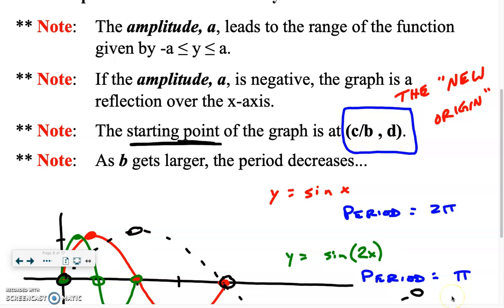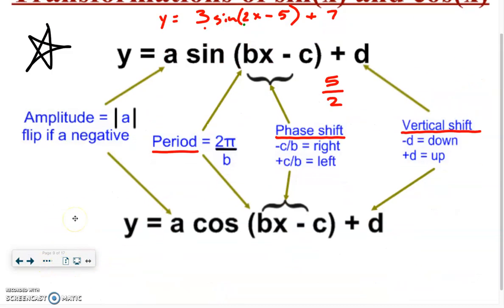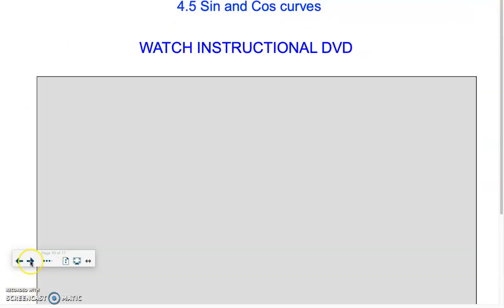All right, the last thing we want to point out, we already kind of had this little discussion down here, is that if b gets larger, the period decreases. If b gets smaller, that's when the period is going to elongate or stretch. Okay, so feeling pretty good about these first 2 slides?